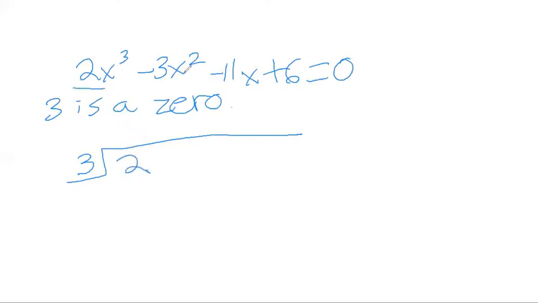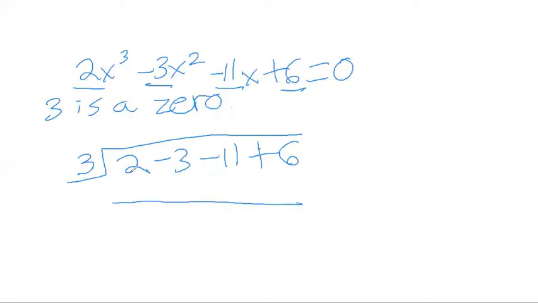So I do synthetic division. Since 3 is a 0, I put 3 here. And now I'm going to set it up. So 2 for 2x cubed, the highest degree 3. Then the x squared term, negative 3. What's the next lowest one? The x term, negative 11. And then the lowest one is the constant of 6.